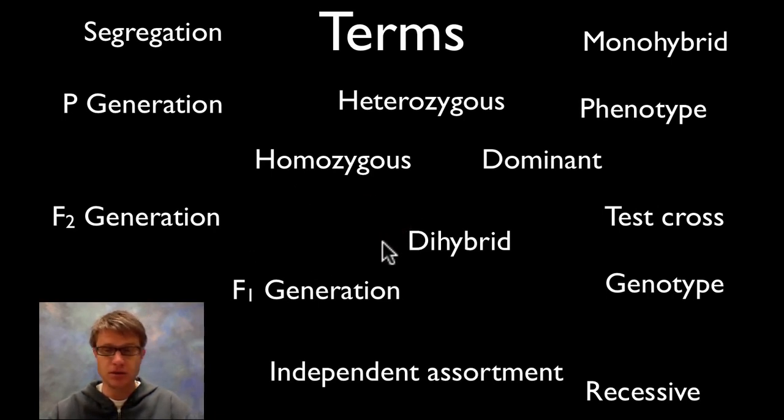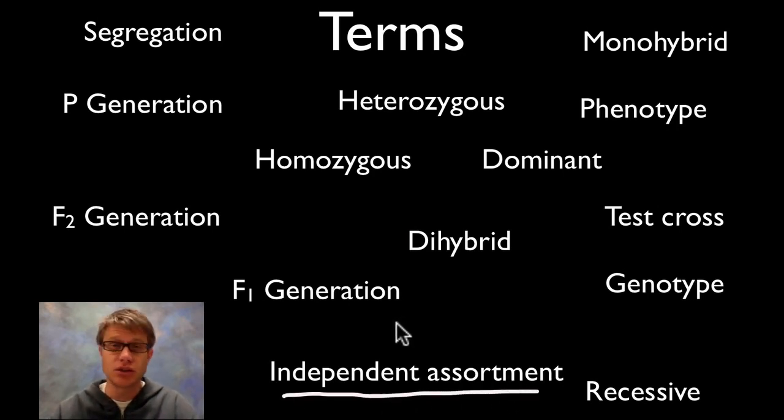What's another one that was confusing? The independent assortment basically means that two different genes, for example, flower color and whether or not the seeds are wrinkled, those aren't going to affect each other. In other words, they assort independently, and that's going to take place in meiosis 1 as the homologous chromosomes separate.